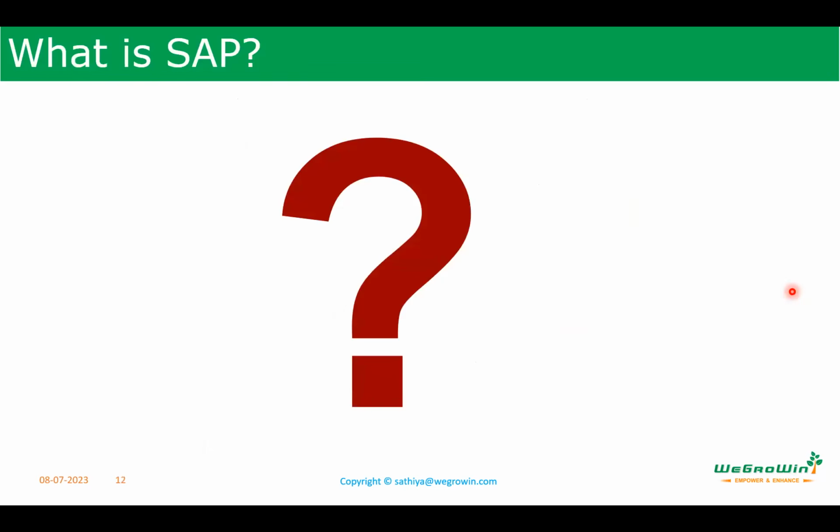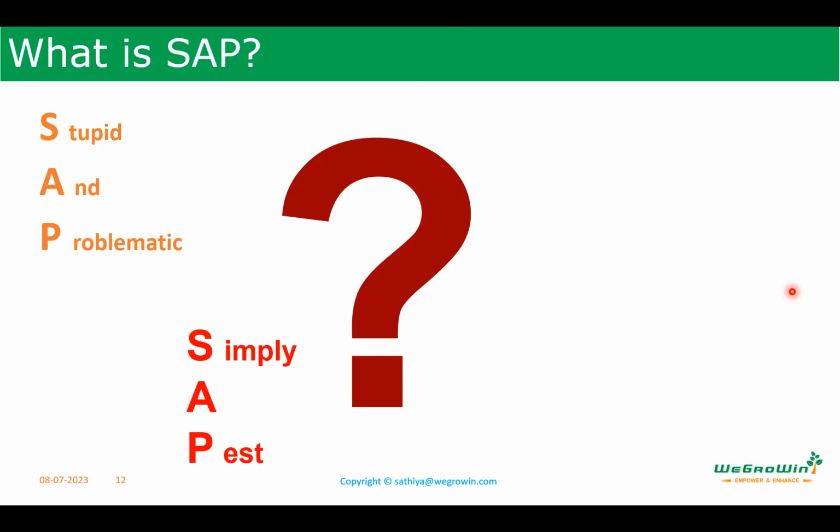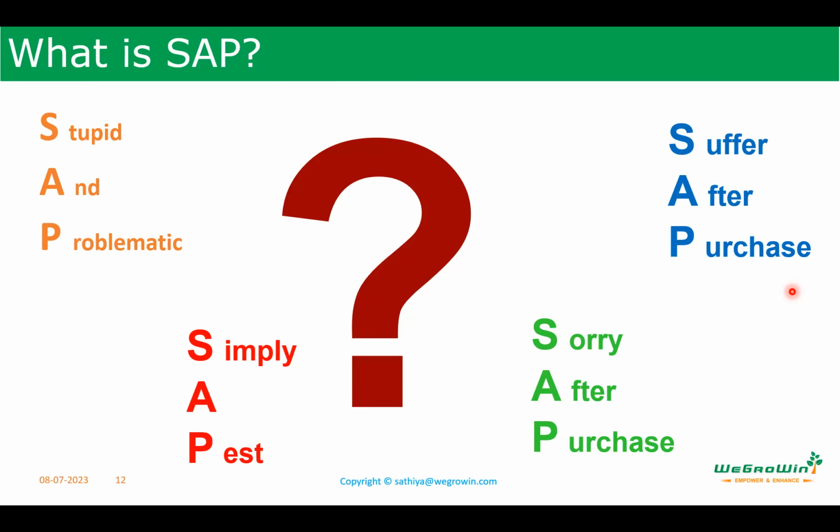So what is SAP? People used to say that SAP means stupid and problematic, because of mismanaged data and mismanaged processes. They also say that it is simply a pest, because if you don't do a proper implementation, of course, it will be like a pest only. And it is sorry after purchase, again from improper utilization of SAP. And then suffer after purchase. These are some funny abbreviations used for SAP. But not funny, this is the reality among various organizations.